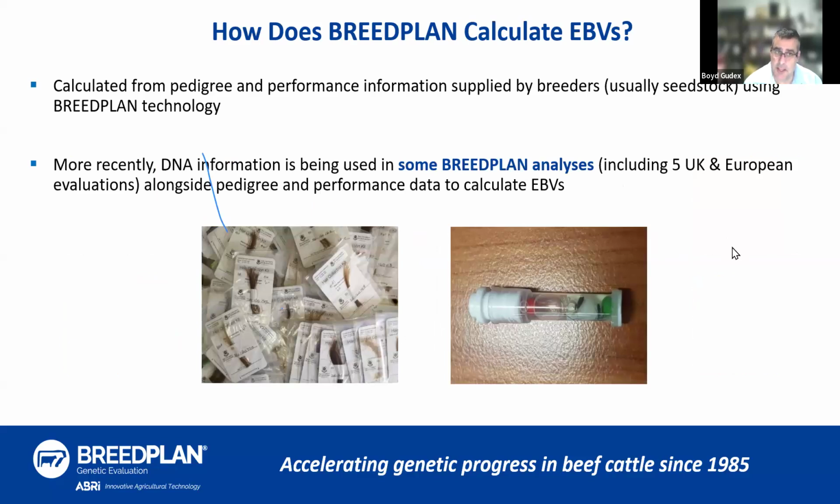However, more recently, we're starting to use DNA information. It's one of those parts of evolving technology that we've been able to incorporate into some BREEDPLAN analyses. So currently there are 5 analyses in the UK and Europe that are using genomic information alongside pedigree and performance data to calculate EBVs. And again, we're going to have a whole webinar dedicated to genomics later on.